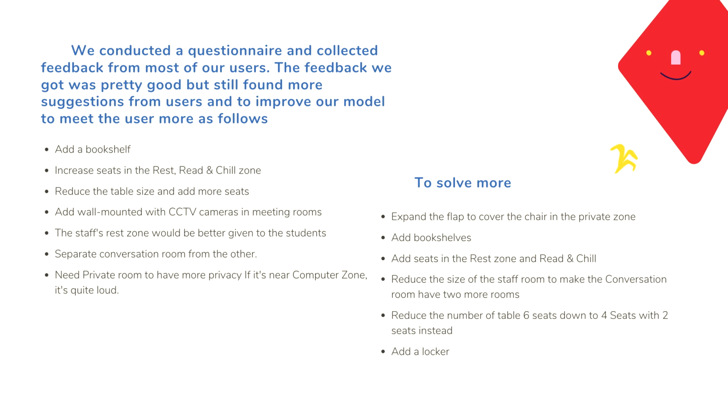From the following suggestions, our group decided to solve more by expanding the flap to cover the chair in the private zone, adding more bookshelves, adding seats in the rest zone and read and chill zone, reducing the size of the staff room to make the conversation room have 2 more rooms. Reduce the 6-seat tables down to 4 seats with 2 instead, and adding more lockers.